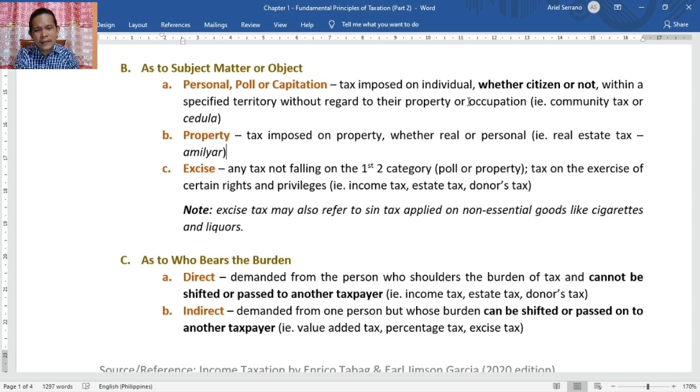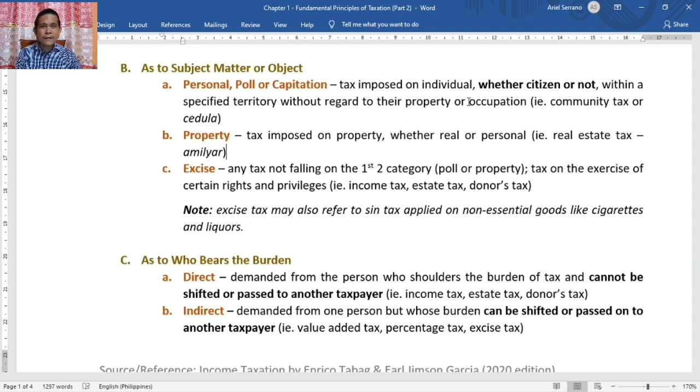Now, pag sinabi naman nating property, ito ay buwis na ipinapataw doon sa mga ari-arian sa property. Mapa-real man ito or personal. Kagaya nung real estate tax or the real property tax. Ang iba, ang tawag dito, kung familiar kayo sa term na amilyar. Ito yung example ng property tax.